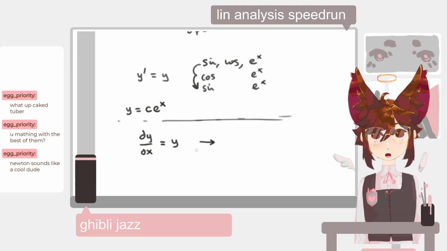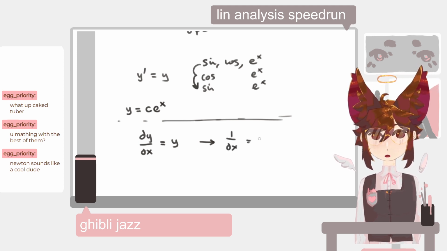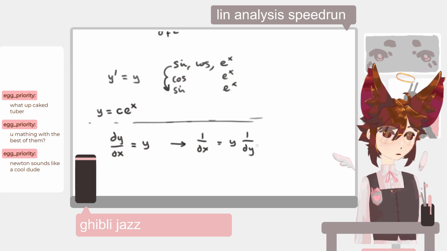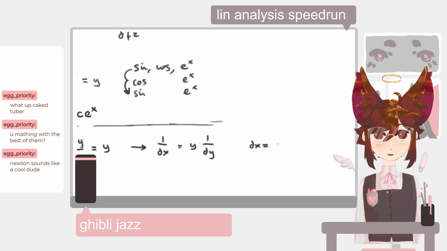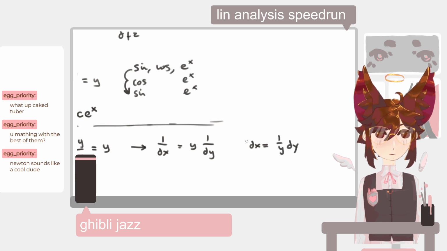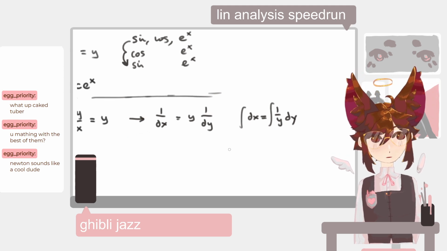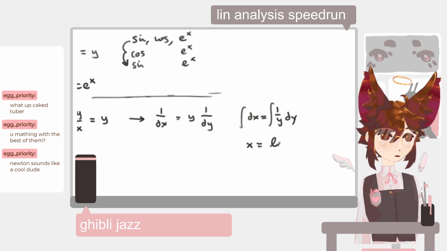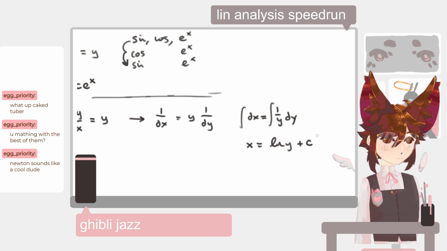So what this will look like is, we're gonna take the dy, and divide it over there. We're gonna get 1 over dx equals y over 1 over dy. And we're gonna flip the whole thing upside down. We're gonna get dx equals 1 over y dy. Then we're gonna integrate both sides, right? Classic little integration there. And we're gonna get x equals ln of y plus some c, right?